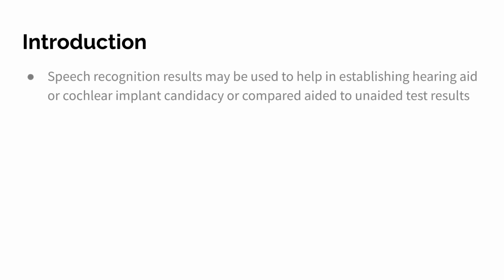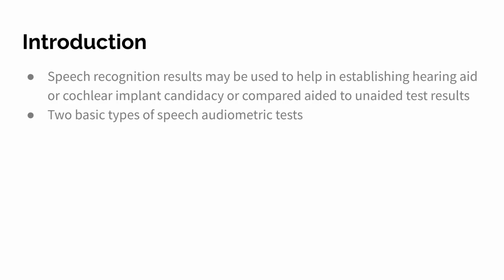So speech recognition may be used to help in establishing hearing aid or cochlear implant candidacy, or it may be used to compare aided versus unaided test results, looking at the benefits of hearing aids or the benefits of a cochlear implant or implants. There are two basic types of speech audiometric testing.